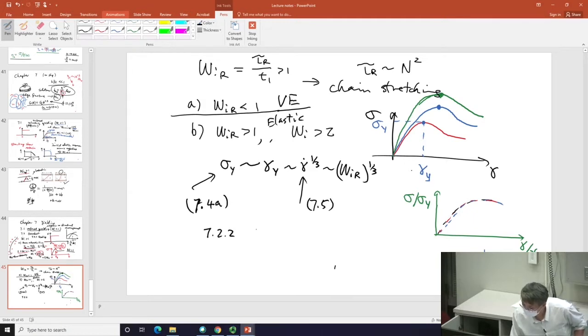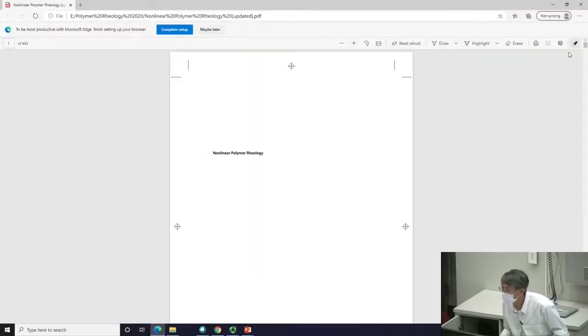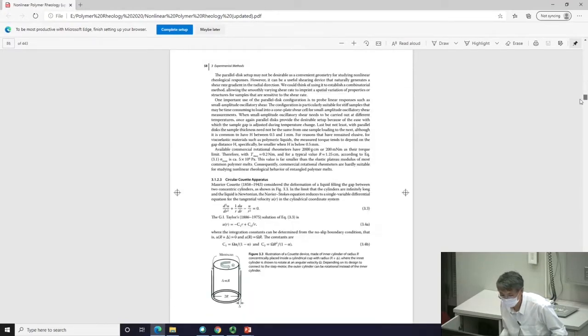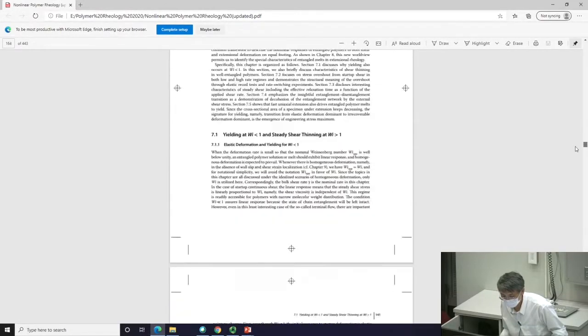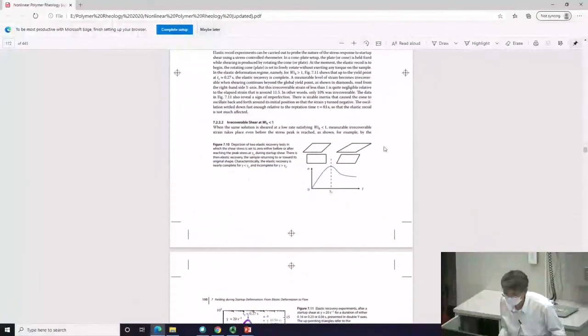In 7.2.2, I can describe something about the meaning of the yield point, which is nothing but, by definition, happening at the peak stress. The meaning of that is perhaps most straightforward to take from the book, instead of me drawing it. So I skip all the details. The meaning of that is in here.